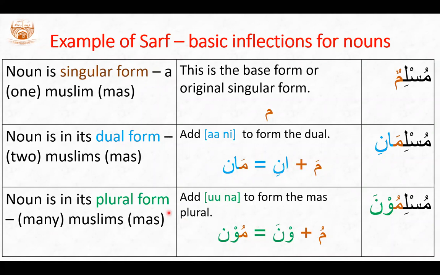Okay. Now we have a singular, we have a dual. Here we have a plural. What did we do? We take Muslim and we add una to it. And what did we get? Muslimuna. The noun is in the plural form. Many Muslims. Suppose now we had the word mu'min. How do we say two believers? Mu'minani. And how do we say many believers?